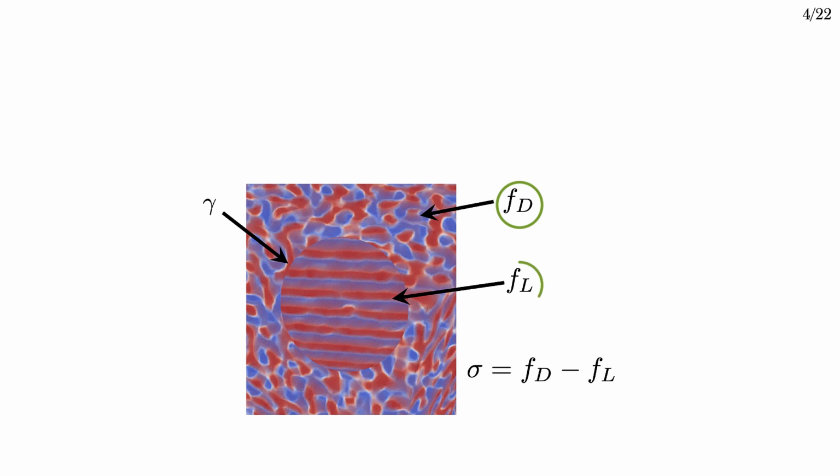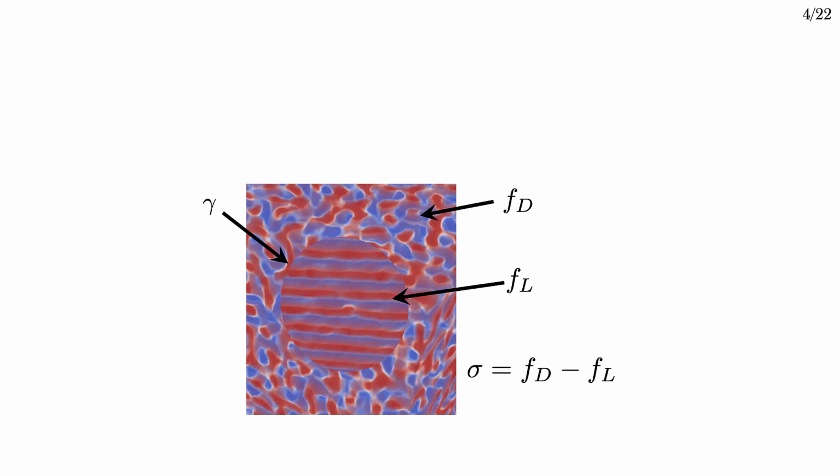The disordered phase has some free energy density, Fd, similarly for the lamellar phase, Fl, and thus some difference sigma. Sigma acts like a pressure. If it's positive, the system lowers its free energy by converting disorder into lamellar and growing the droplet. There's also a surface tension, gamma. There's some structure to the interface between the lamellar phase and the disordered phase.